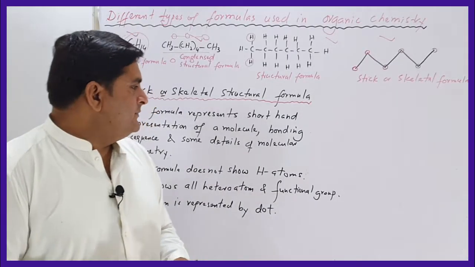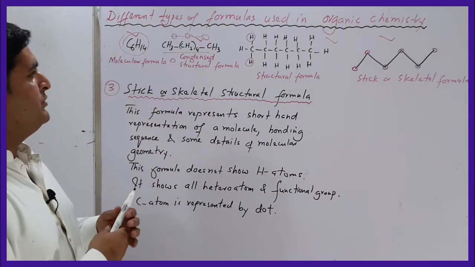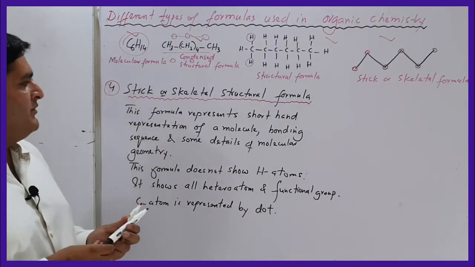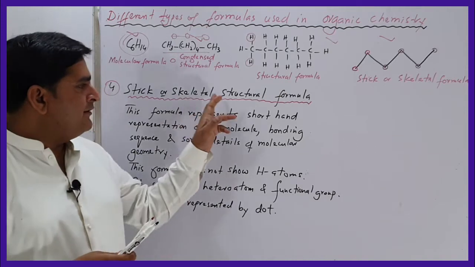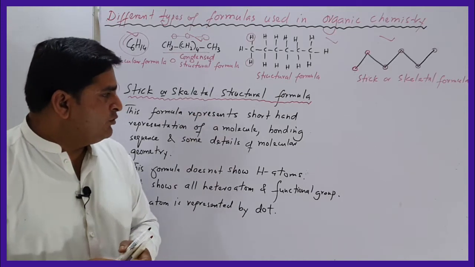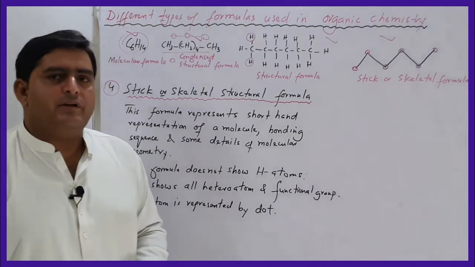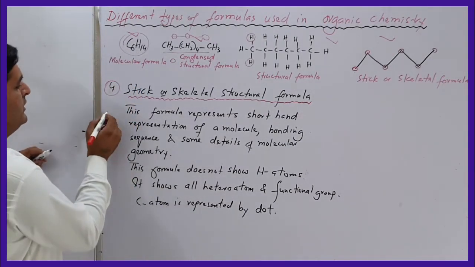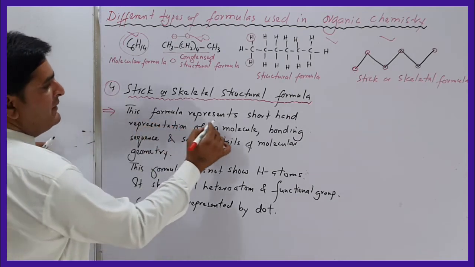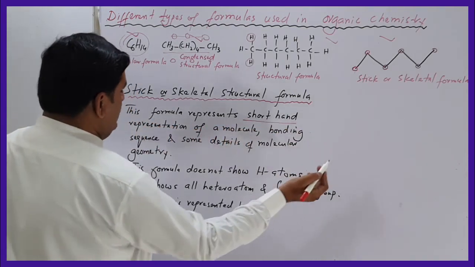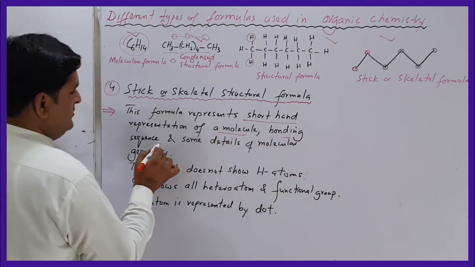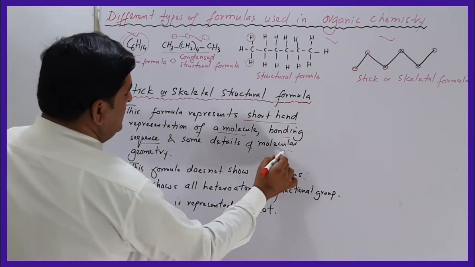Welcome back, guys. The fourth type of molecular formula is the stick or skeletal structural formula. So what are the merits and demerits of the skeletal formula? First of all, this formula represents a shorthand, a shortcut representation of a molecule, bonding sequence, and some details of molecular geometry.